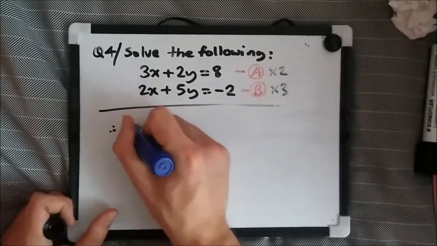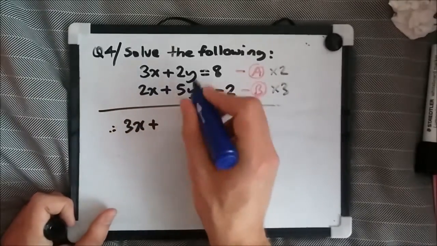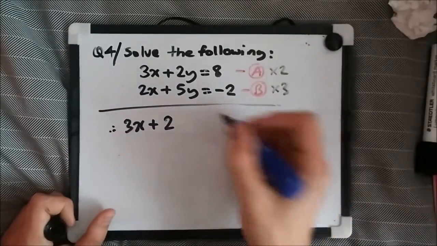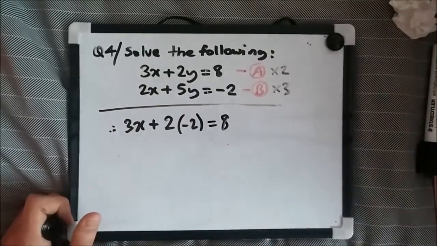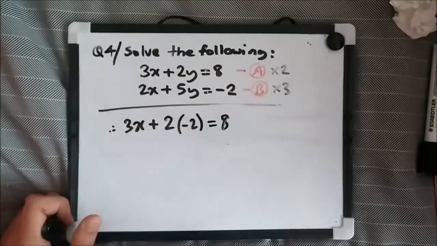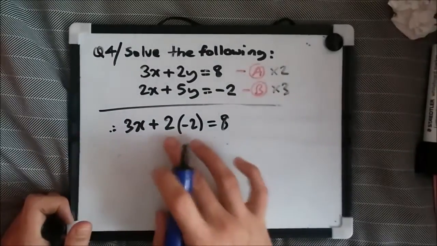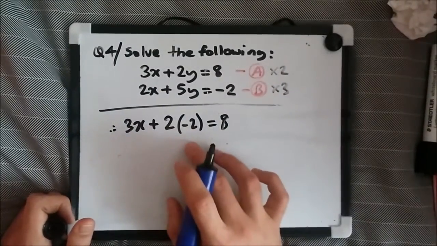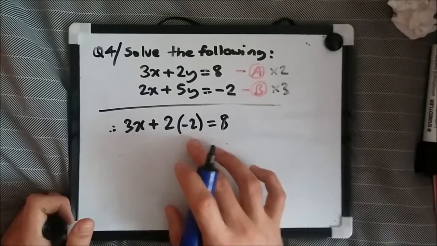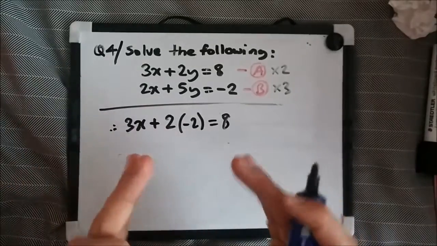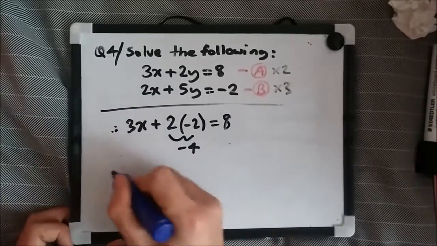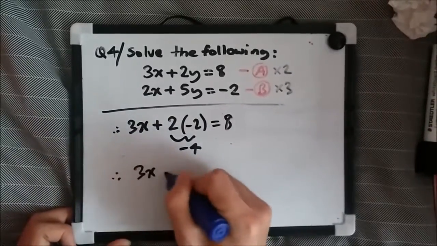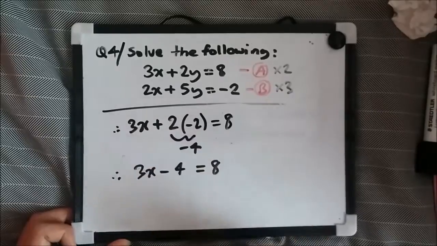So copying the equation 3x plus 2y and replacing y with the value of minus 2, we can simply get this equation. So it's the same thing except y is now minus 2 because it's defined. Now what this means is 2 times minus 2, okay? So it's not 2 take away 2. It's 2 times minus 2 because it's enclosed in a bracket. So this value is technically minus 4. So what we have now is 3x minus 4 equals 8.